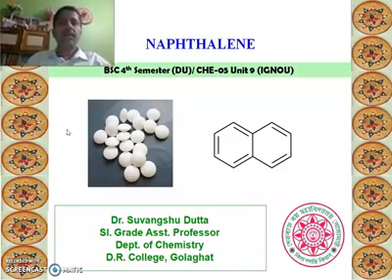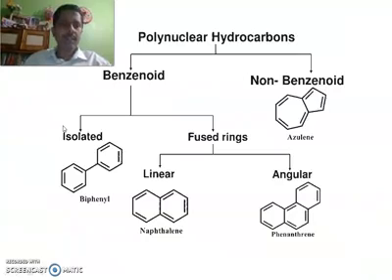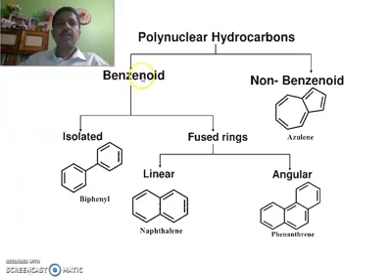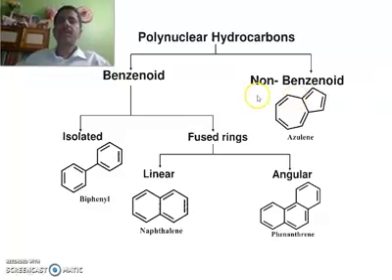So, before going into the details of naphthalene, you have to know what a polynuclear hydrocarbon is. Polynuclear hydrocarbons are the hydrocarbons which contain more than one cycle together. If both cycles are benzene, then this polynuclear hydrocarbon will be known as a benzenoid compound. And if one of them is benzene but the other cyclic compound is not benzene but aromatic, then this type of polynuclear hydrocarbon will be known as a non-benzenoid compound.